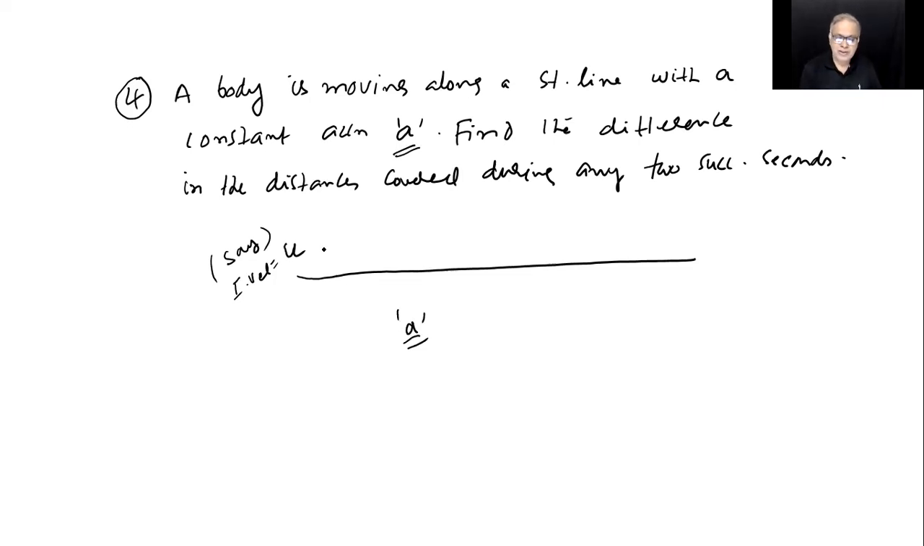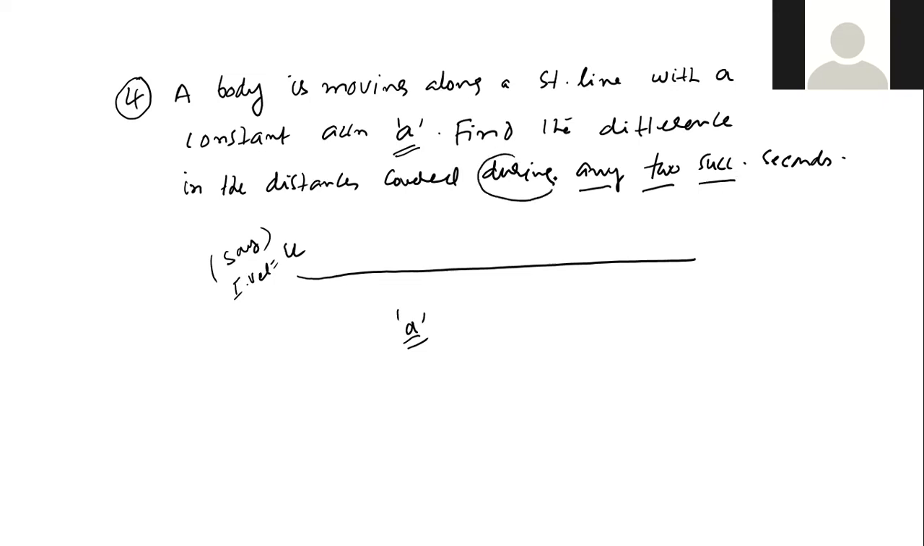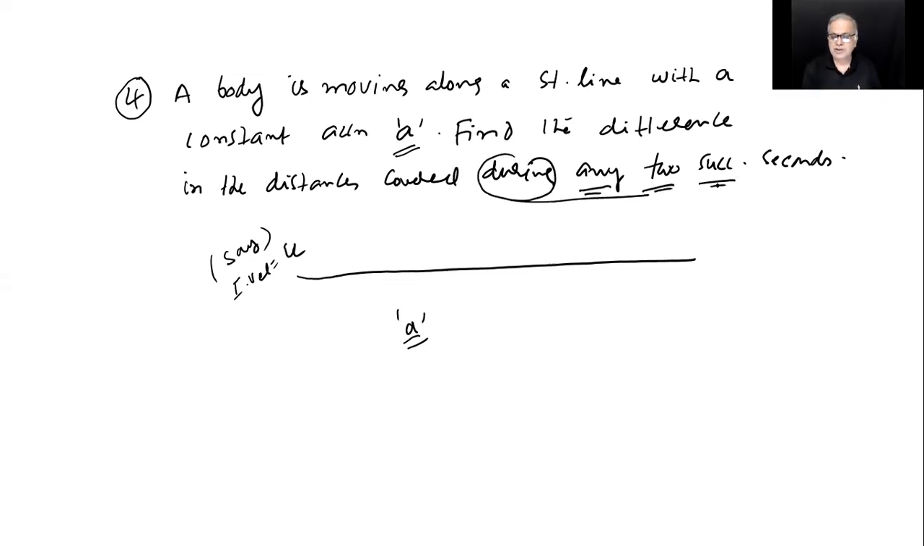Find the difference in the distances covered during any two successive seconds. This whole thing, if you understood, our job is done. Amar? You can tell which formula to use anyway. So does the question mean any two consecutive seconds, like one and two, or three and four, or four and five? Yes.